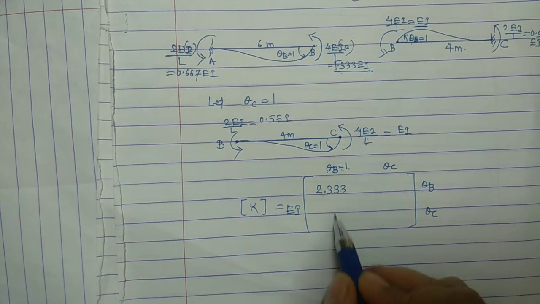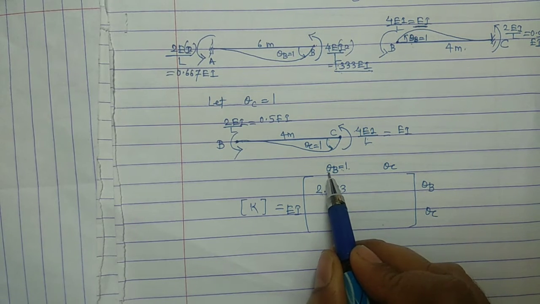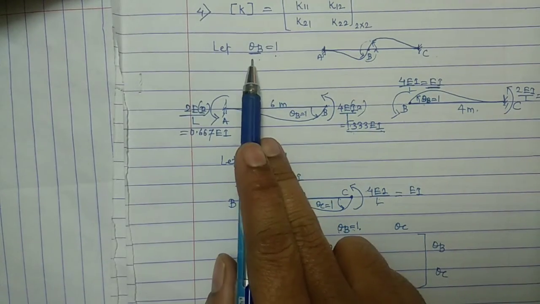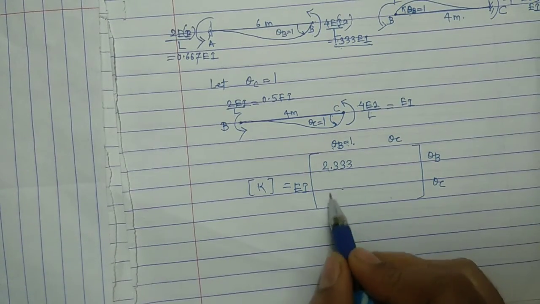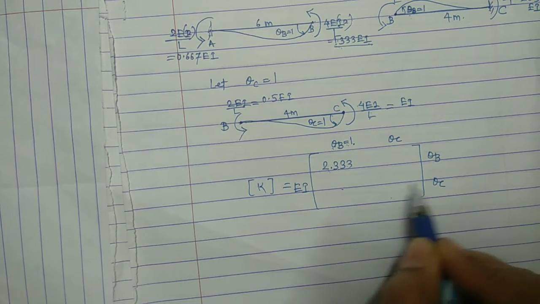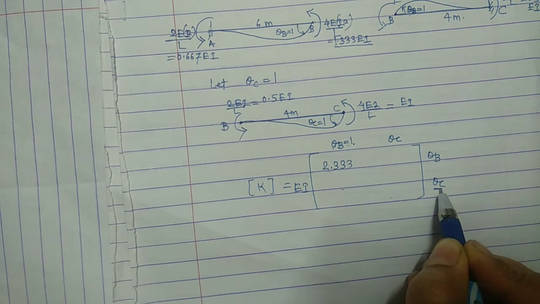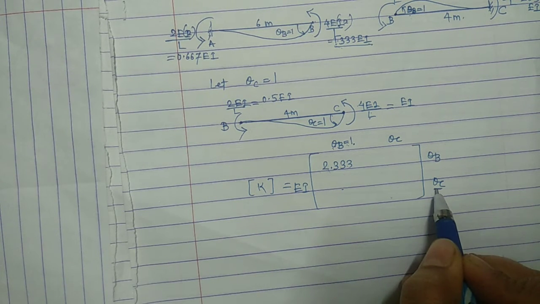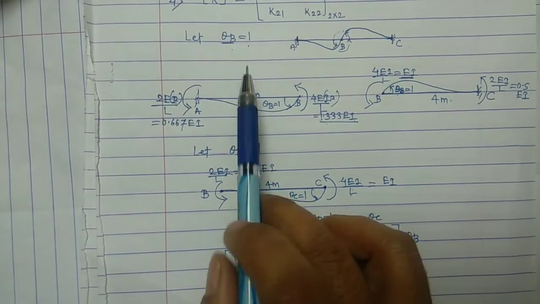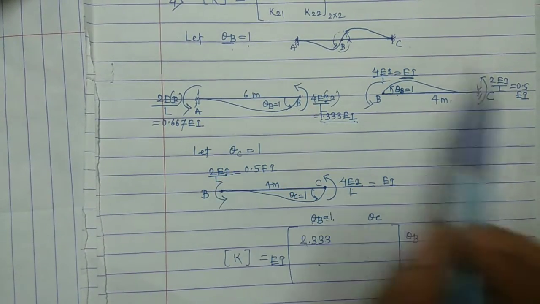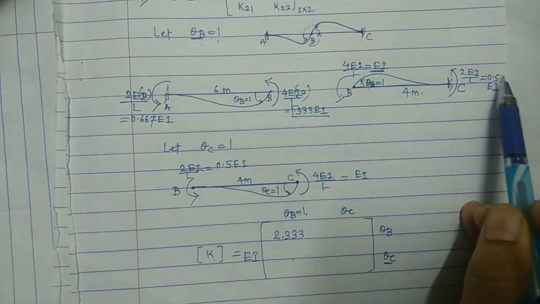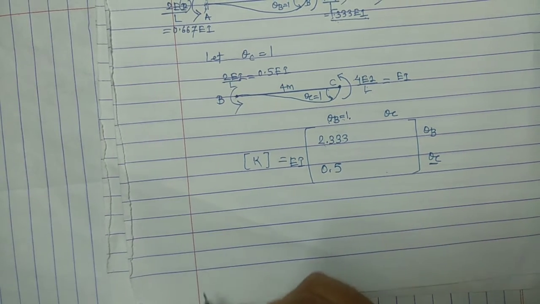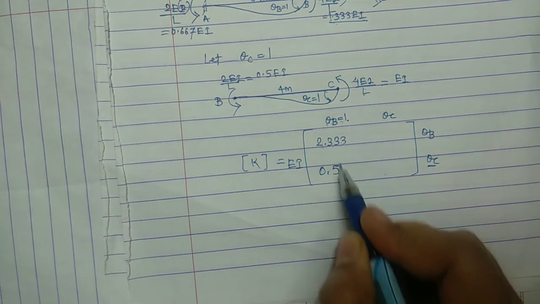Now second member in this column. So this column, theta B equal to 1. So that figure you have to see when theta B equal to 1. And the element should be the action corresponding to this theta C, that is moment at C. Action corresponding to theta C is moment at C. So in this figure, when theta B equal to 1, moment at C is 0.5 EI. So here write down that element, 0.5. Okay, so this column is completed.